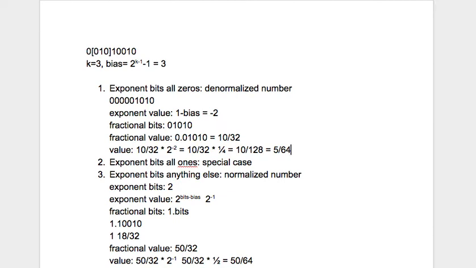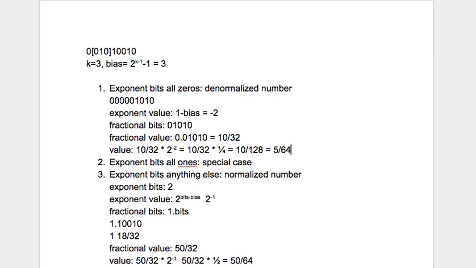So to review, you recognize denormalized numbers because all the exponent bits are zeros. The exponent value is 1 minus the bias, and you compute the bias based on the number of exponent bits that you have. When you take the fractional bits, to convert that to the fractional value, you put an implicit 0 point in front of it, and then convert that to base 10. And so the overall value is the fractional value times 2 to the exponent value, which is 1 minus the bias, or negative 2 in our case, and then apply the sign. So if the sign bit was 1, we'd make this negative.